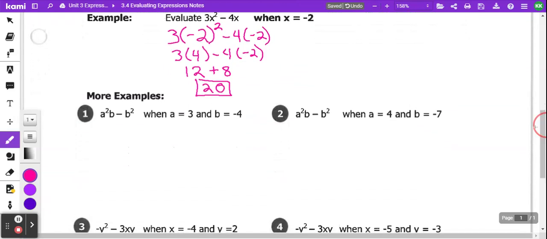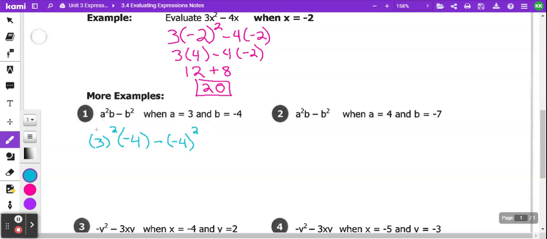Now we're going to do example 1 and 3, and you're going to do 2 and 4 on your own and check it with the Edpuzzle video. So example 1, I want to have a squared times b minus b squared. So a is 3, so that means I'm going to have 3 squared. And then b is negative 4 minus, I have another b, still negative 4 squared.